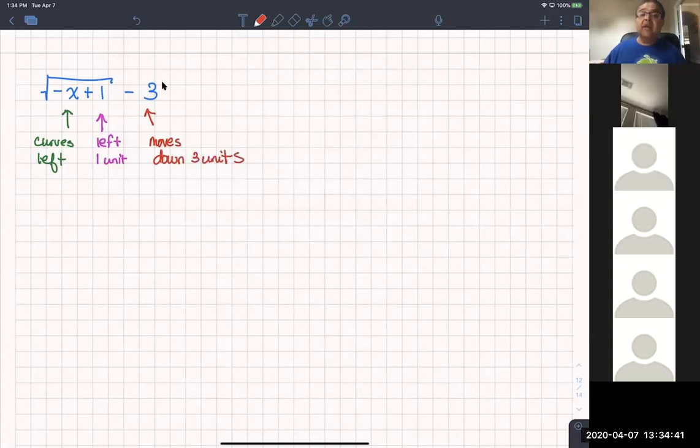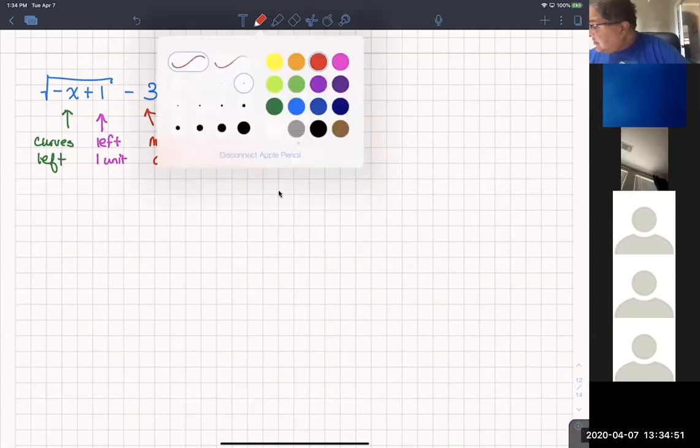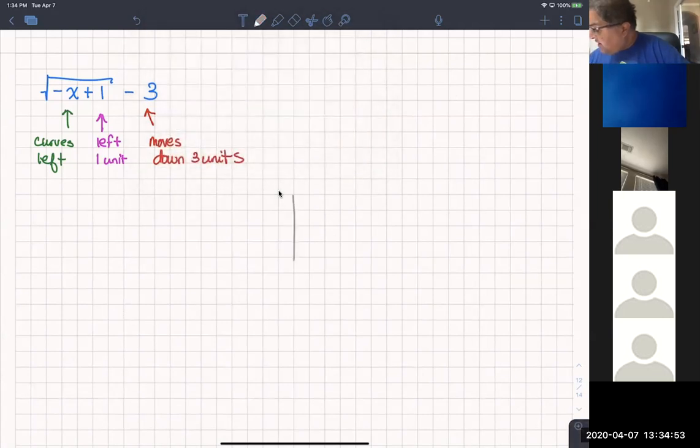So you need to do it like that. That makes it a lot easier for you. Just break it up into pieces. Now, let me write that down. I'm not going to erase it. I'm just going to graph it now. Okay, so left 1 unit, down 3 units, and curves left.